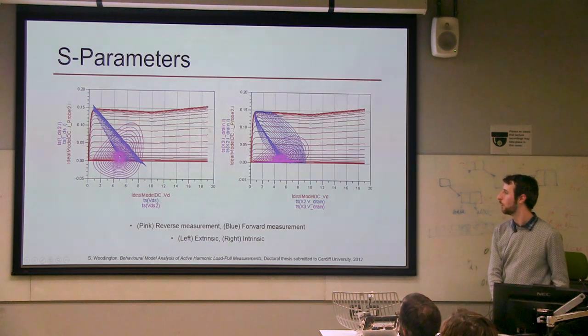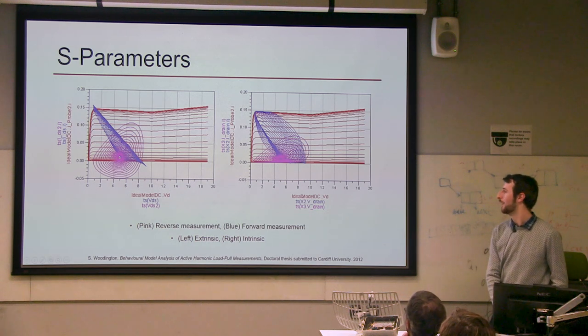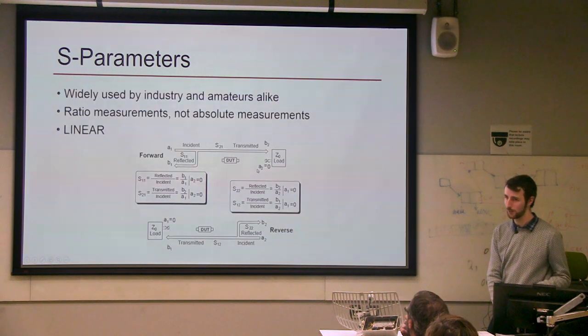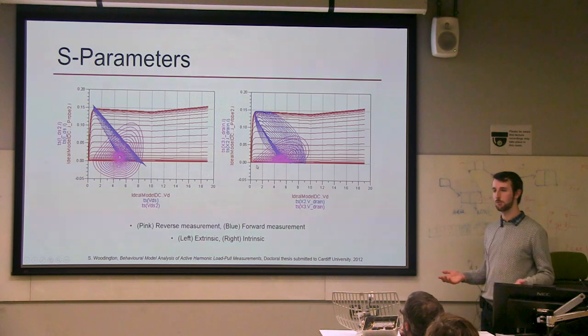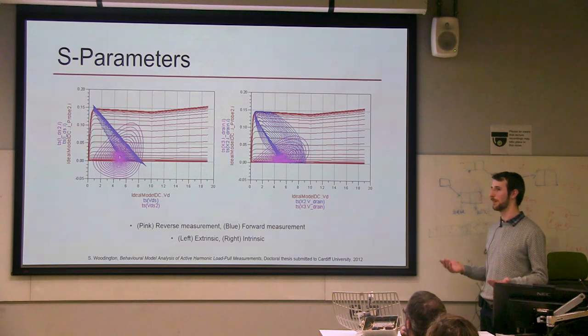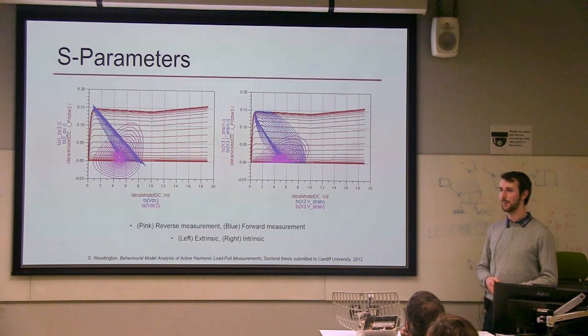This is work a guy called Sam Winton did here at Cardiff a while ago now. This is S-parameter measurements on a nonlinear model that he constructed. As you can see, the extrinsic and intrinsic models differ. But also the reverse and forward measurements, the measurements to get your S-parameters, differ as well. If it was reliable, they would be the same. So it's a way of illustrating that S-parameters have fundamental limitations if you're designing with a non-linear device, such as a transistor.